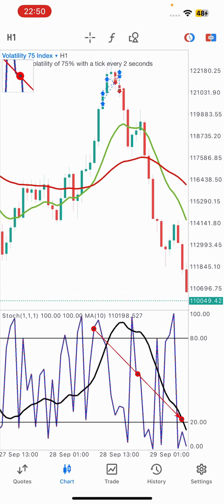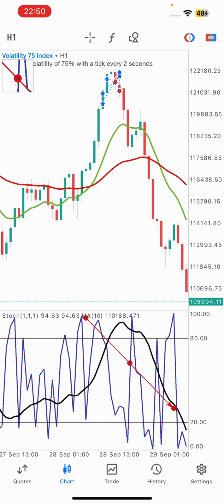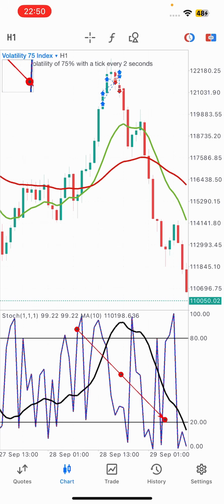This 20 level is our oversold. It means the sellers have pushed the price way down, where you're seeing this arrow pointing. Now they are exhausted, they are tired, so it's about time for you to be looking for your buy opportunities. So this is where you are seeing the 80 level and the 20 level.